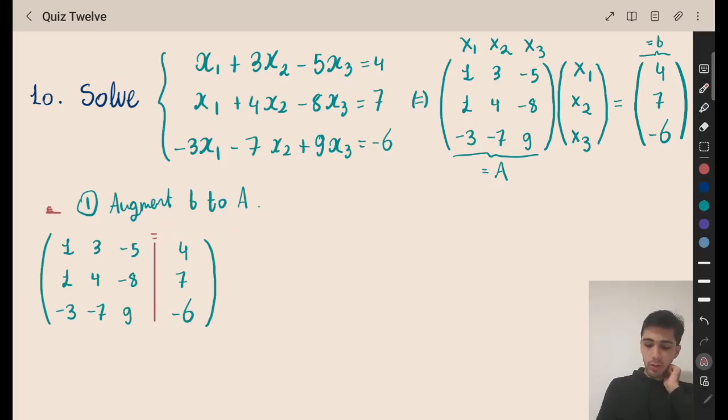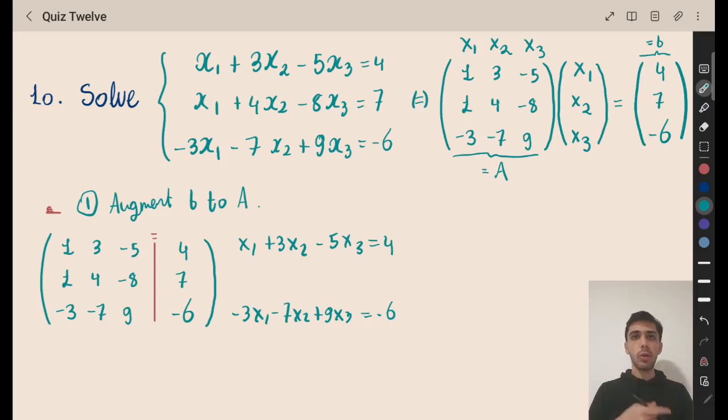So what I'm saying right now is x1 plus 3x2 minus 5x3 is equal to 4. This is what the first row is telling us. This is how I should read it off. The third row is telling us minus 3x1 minus 7x2 plus 9x3 is equal to -6. This is also how I should read it off.